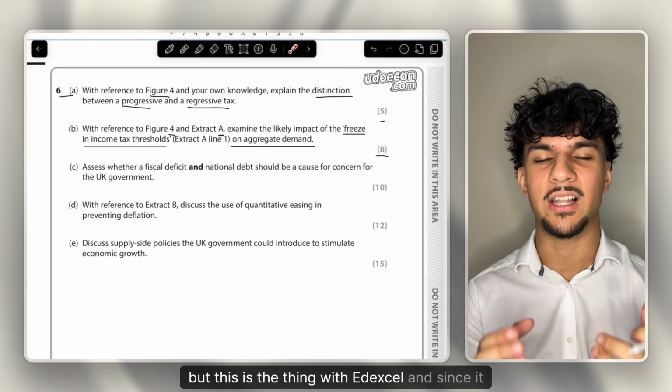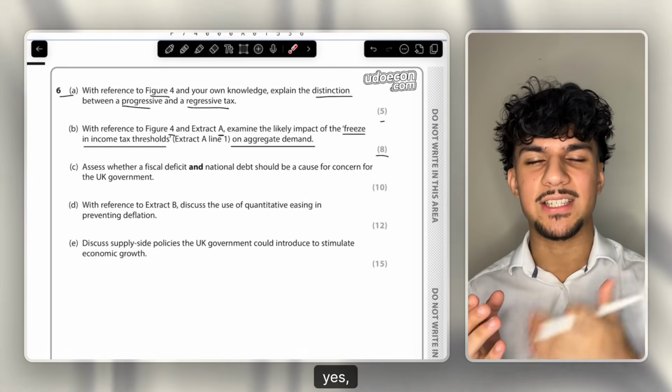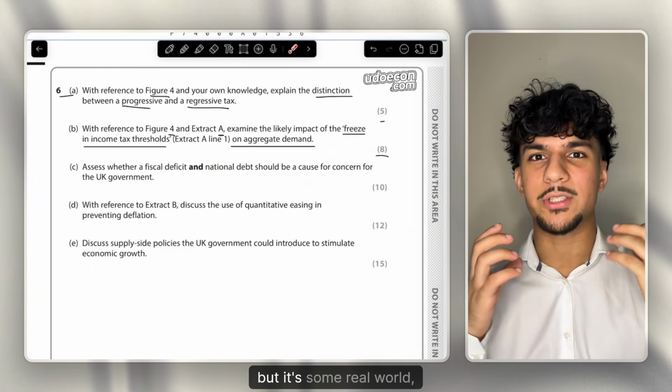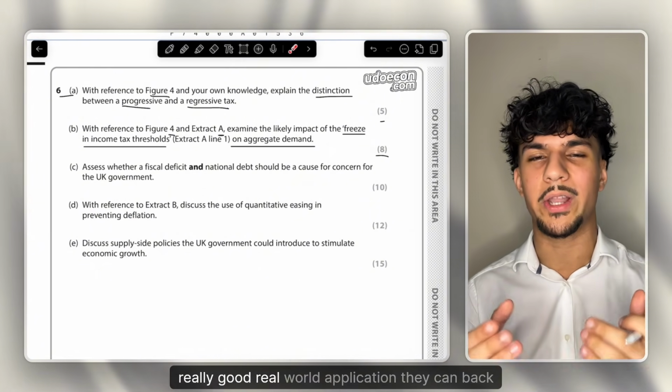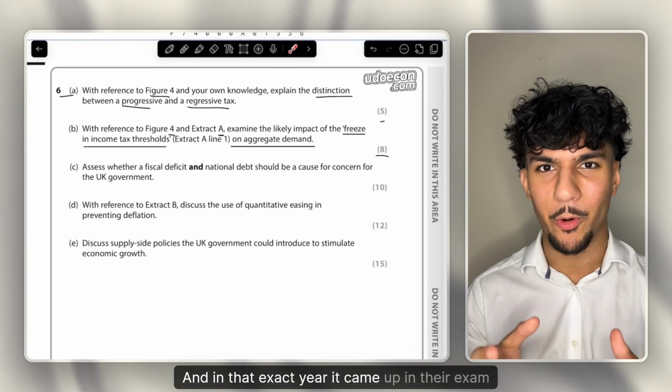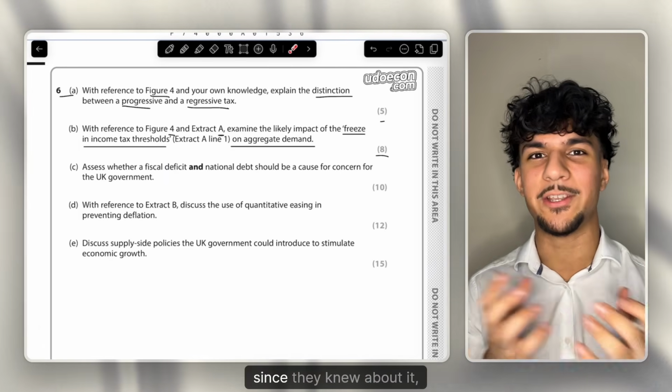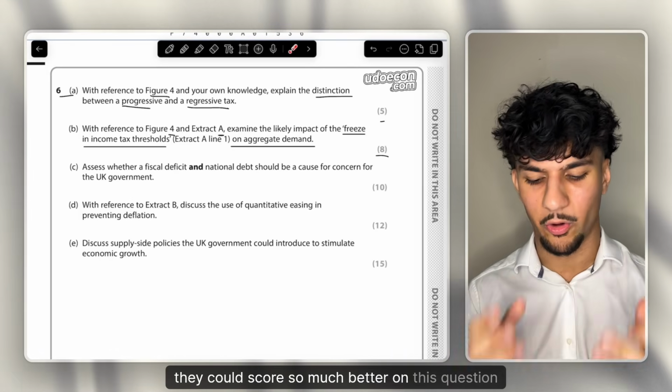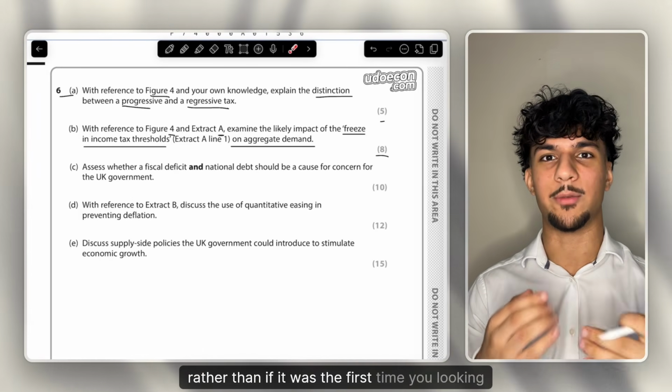But this is the thing with Edexcel, and since it links so much to the spec, yes, it's not explicitly stated in the spec, but it's some really good real-world application that you can back your points up with. And in that exact year, it came up in their exam paper, and since they knew about it, they could score so much better on this question rather than if it was the first time you're looking at it.